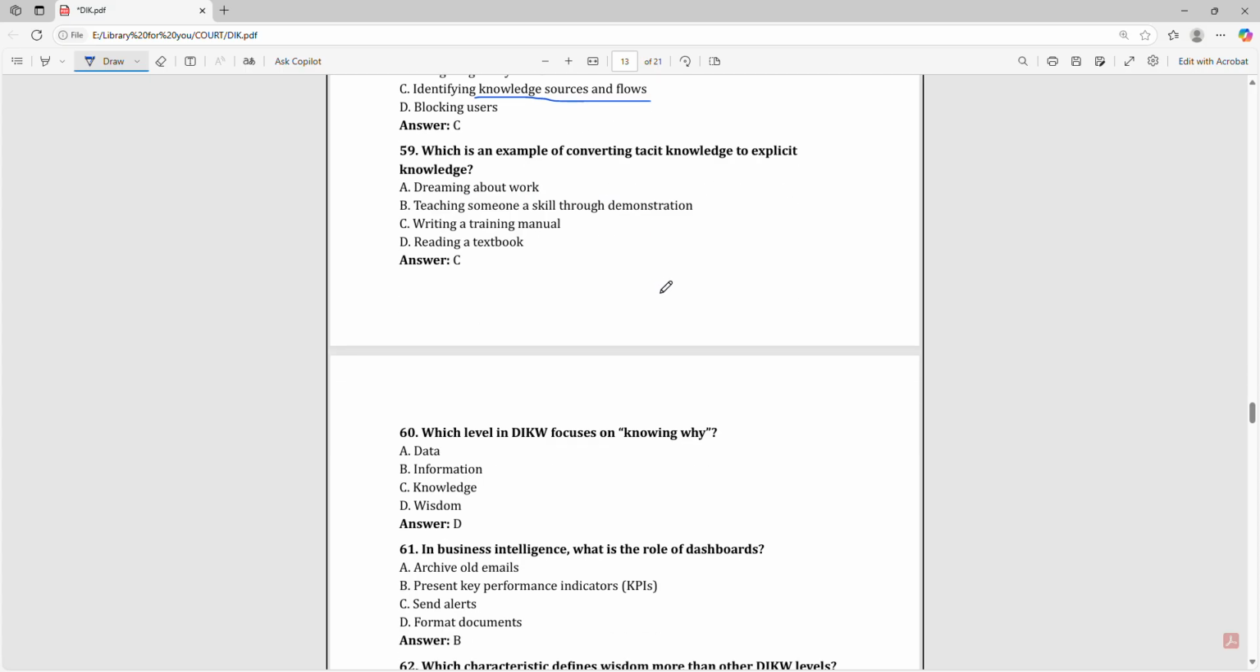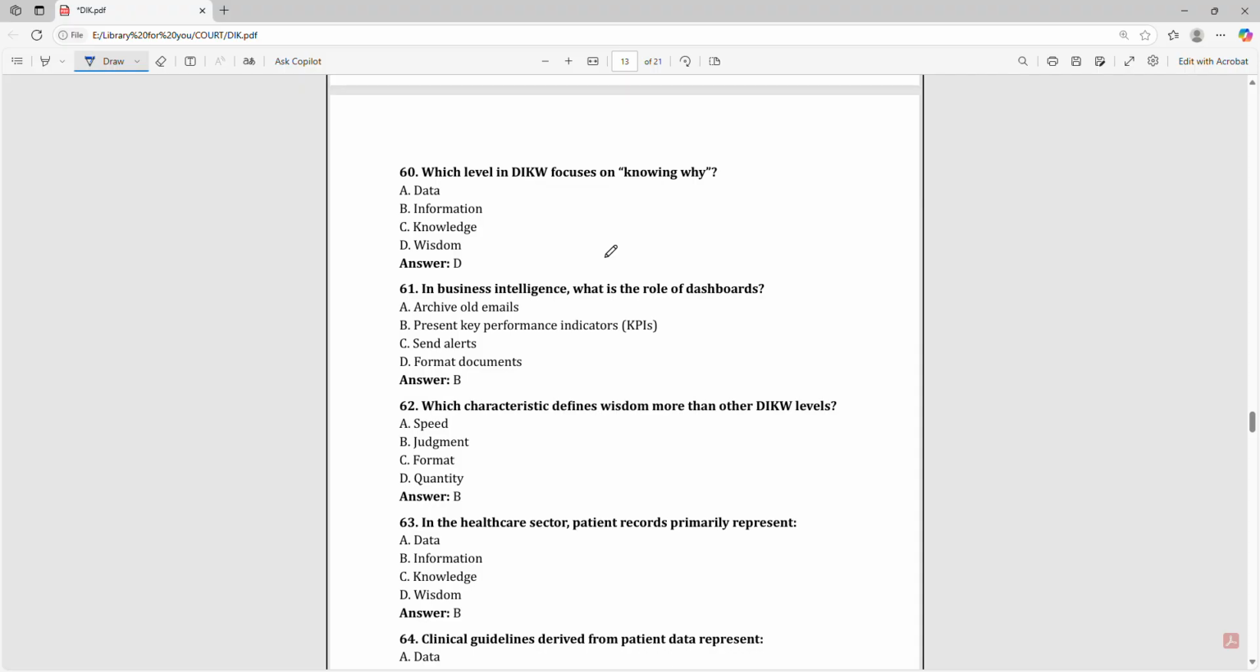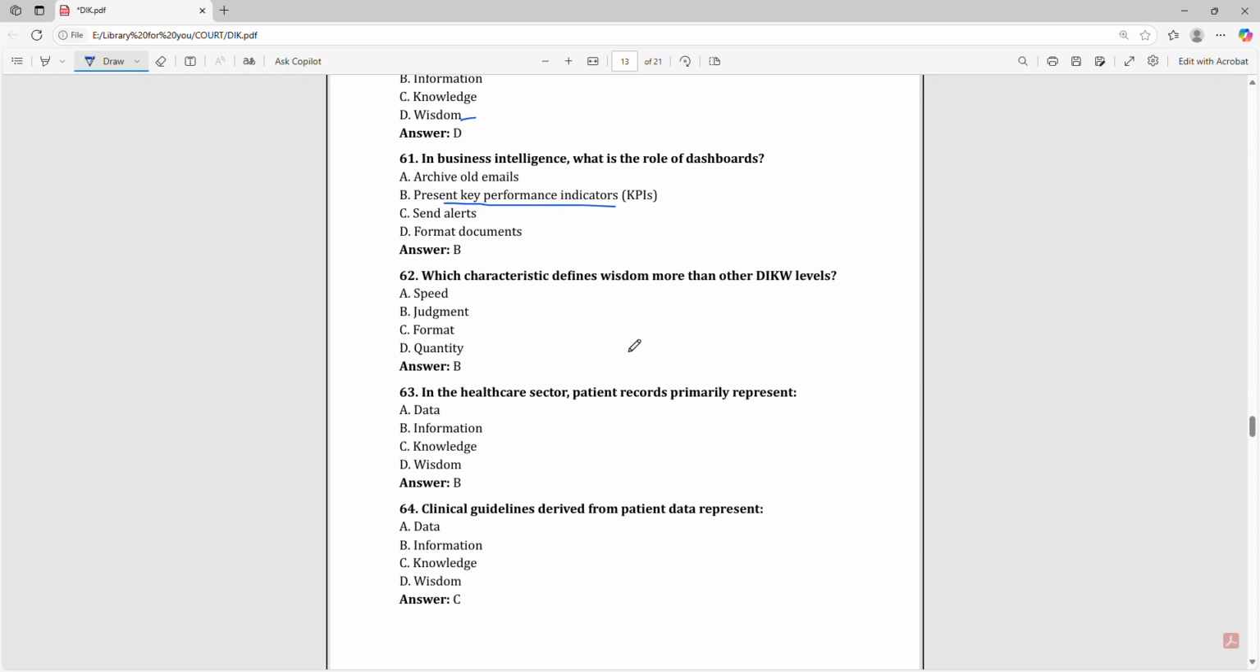Which is an example of converting tacit knowledge to explicit knowledge? That is writing a training manual. Which level in DIKW focuses on knowing why? That is wisdom. In business intelligence, what is the role of dashboards? Present key performance indicators. Which characteristic defines wisdom more than other DIKW levels?